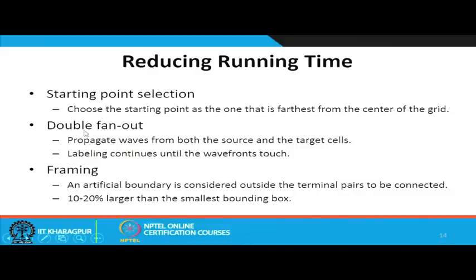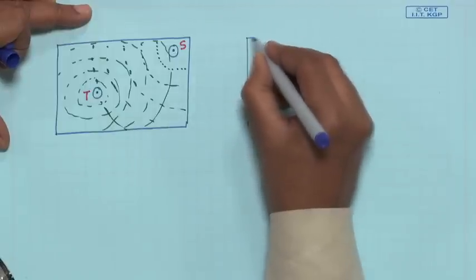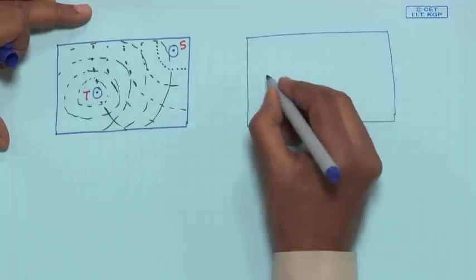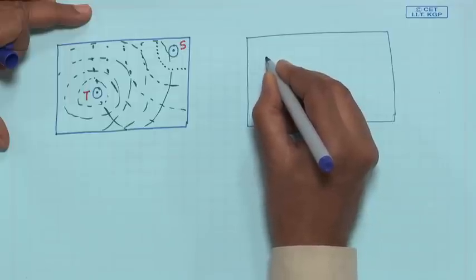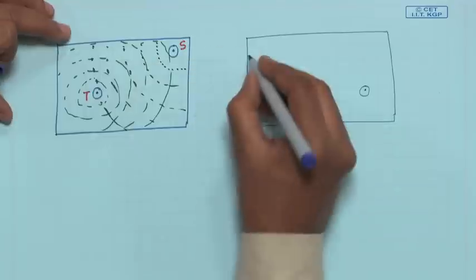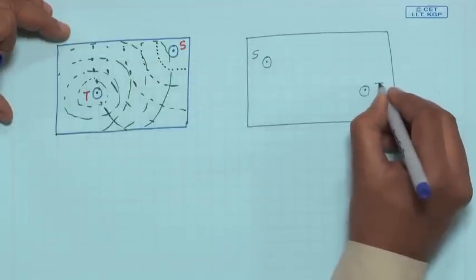The second one says that you generate the wavefronts from both S and T. This is called double fan out: propagate the waves from both the source and target, and labeling continues until the wavefronts touch. Let us explain this again with the help of a diagram. Let us say I have a scenario where I have one point here and one point here. Let us say this is your S and this is your T.